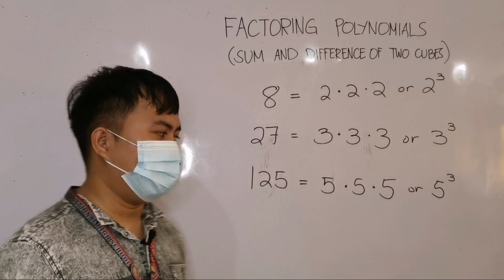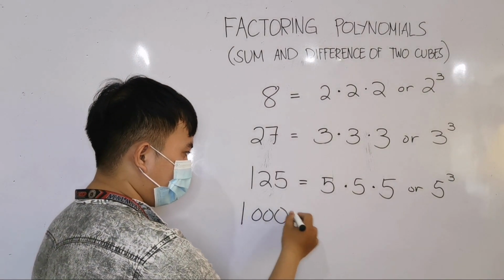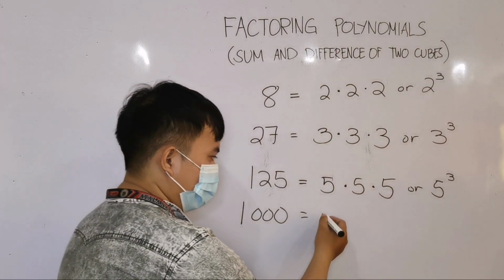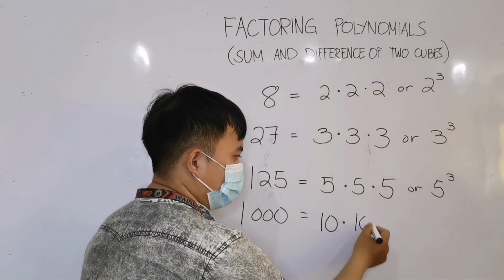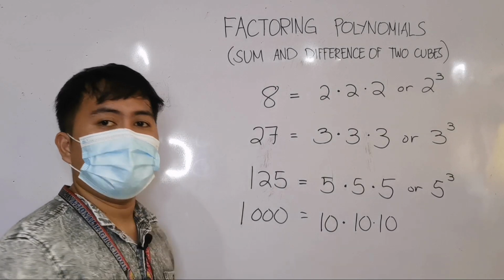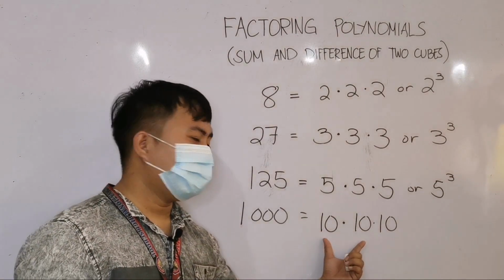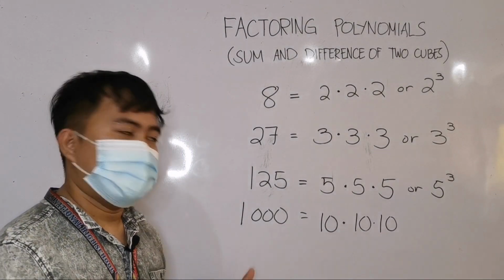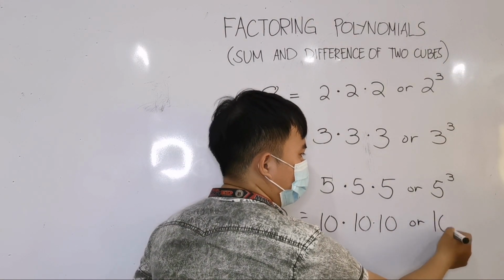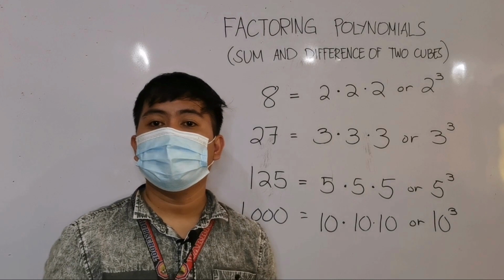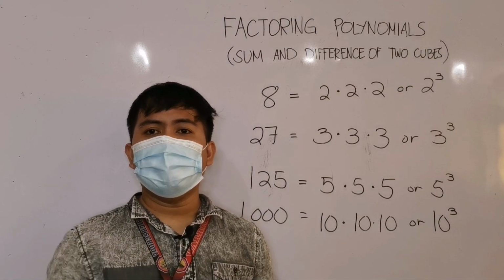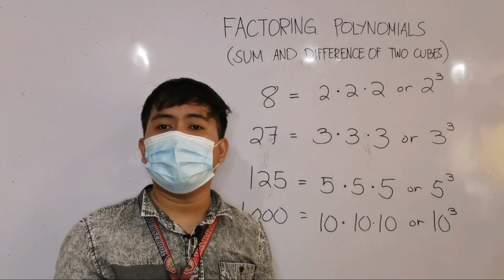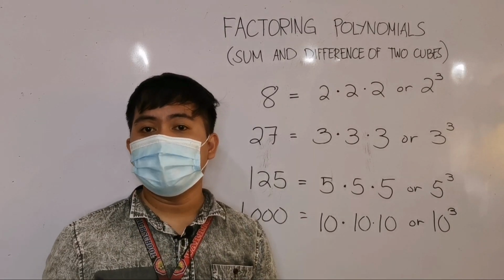Huling halimbawa ng perfect cube. 1,000 is also an example of a perfect cube. Bakit? 10 times 10 times 10 is equal to 1,000. Dahan-dahanin po natin. 10 times 10 is equal to 100. Times 10 is equal to 1,000. At pwede nating isulat ito 10 raised to the power of 3. Okay, yun lamang po. Actually, napakadami niyan. And ganun lang po ang paraan para malaman natin kung perfect cube ang isang number.